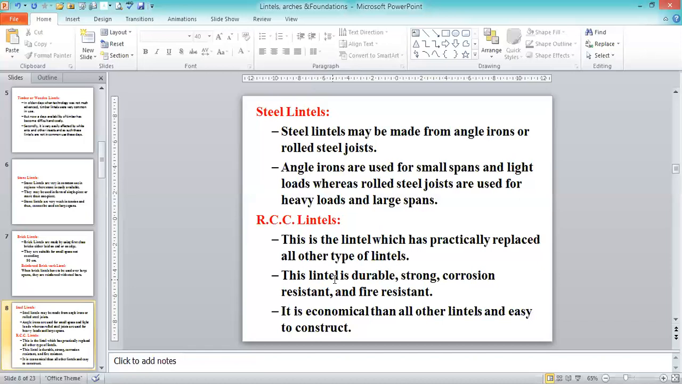Almost all civil engineering constructions have replaced earlier lintels with reinforced cement concrete lintels. Whatever we used earlier in wood or timber or stone or brick lintel is completely replaced by reinforced cement concrete lintel, because of strength, because of durability, and because of fire resistance. These are the properties we have to take into consideration. So we are going to be designing the RCC lintels.